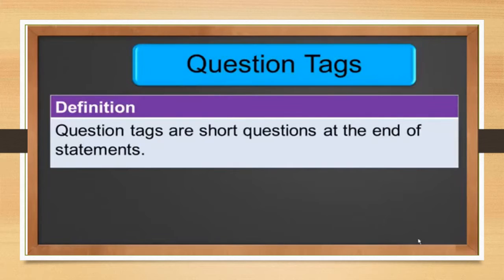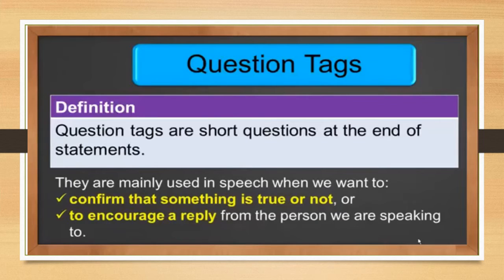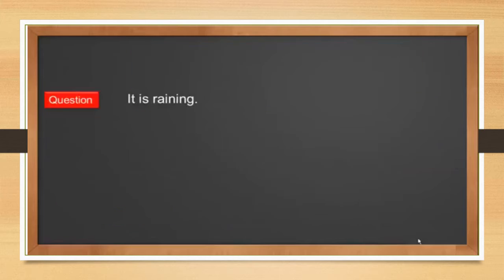What are question tags? Question tags are short questions at the end of statements. They are mainly used in speech when we want to confirm that something is true or not, or to encourage a reply from the person we are speaking to. Now let's see the format of the question and the answer. For example, if the question is, it is raining, the answer would be, it is raining, isn't it?